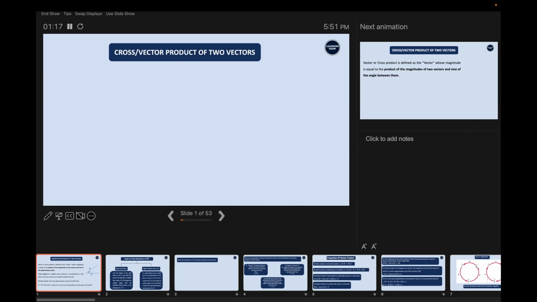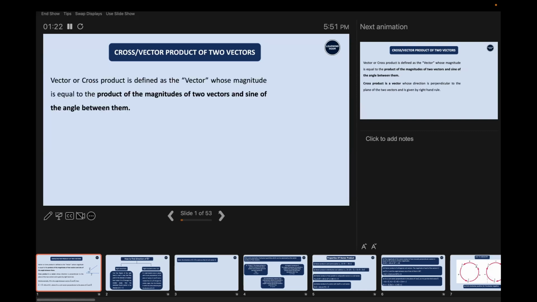In a similar context, if you try to find out what exactly cross product of two vectors means, the definition goes like this. Vector or cross product is defined as the vector. So cross product gives you a vector output. That is why it is also called vector product. Remember, it is going to give you a vector. A vector has both magnitude and direction associated with it. But in this definition, we are only going to talk about the magnitude of the output that the cross product is going to give us.